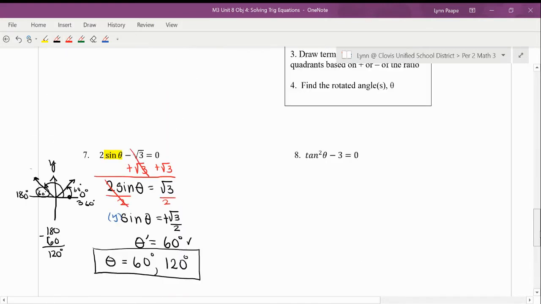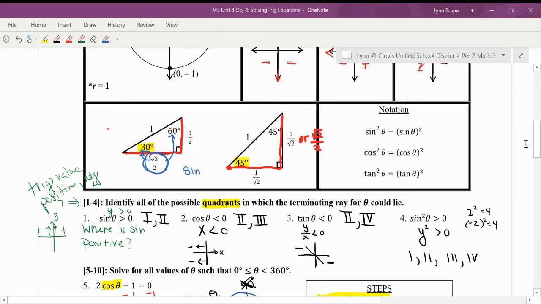Where does sine equal 1/2? So I'm going back to my triangle. Really need to know these, right? So sine, where is it equal to 1/2? In this case, I'm looking for 1/2, and I know sine is opposite. So which angle is opposite of the 1/2? Is that the 60 or is that the 30? In this case, 30 degrees is opposite of the 1/2.